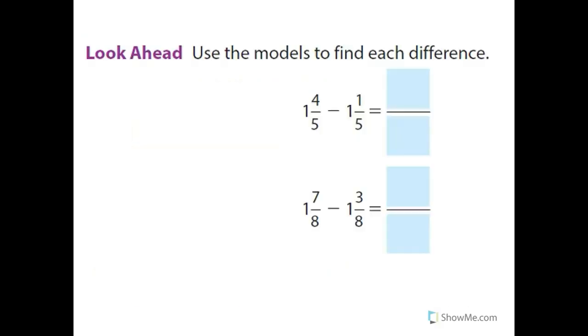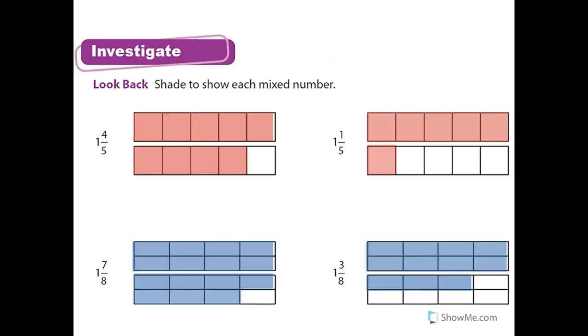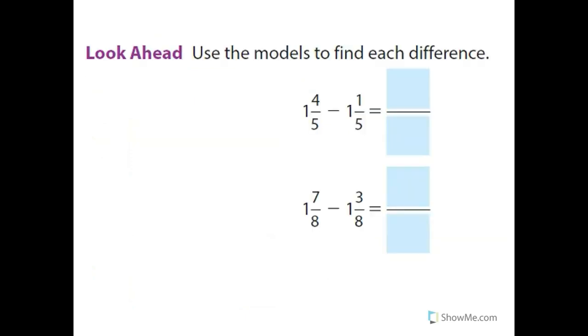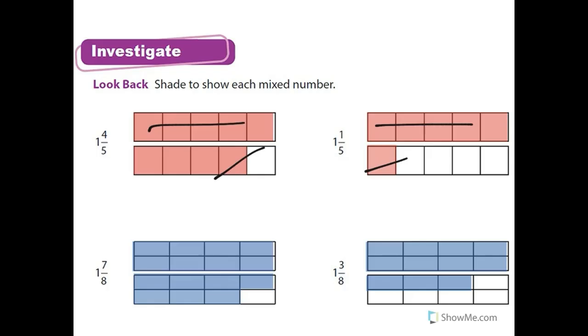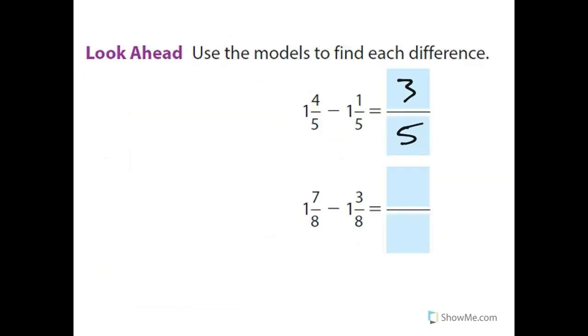Alright, now it wants us to use the models to find each difference. So we've got one here that we can mark out, 1/5, 1/5. So now we have 3/5 left over. Alright, and then with the 1 7/8 minus 1 3/8, we've got the 1 and then 3/8, 3/8. So we're going to have 4/8, 4/8 left over. And of course, I can divide them both by 4 to get 1/2.